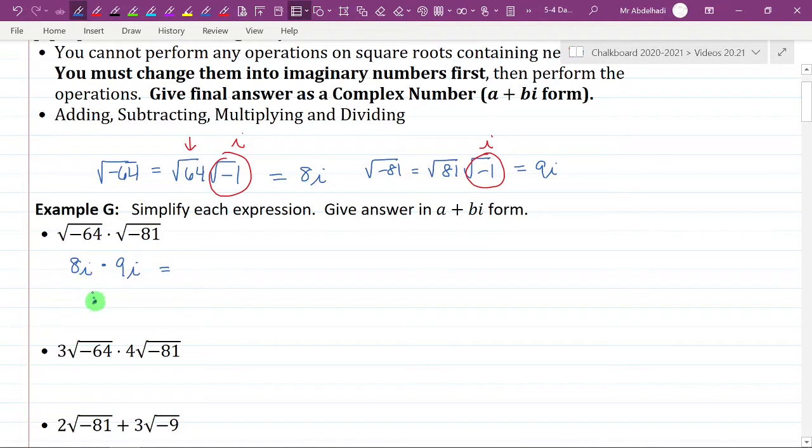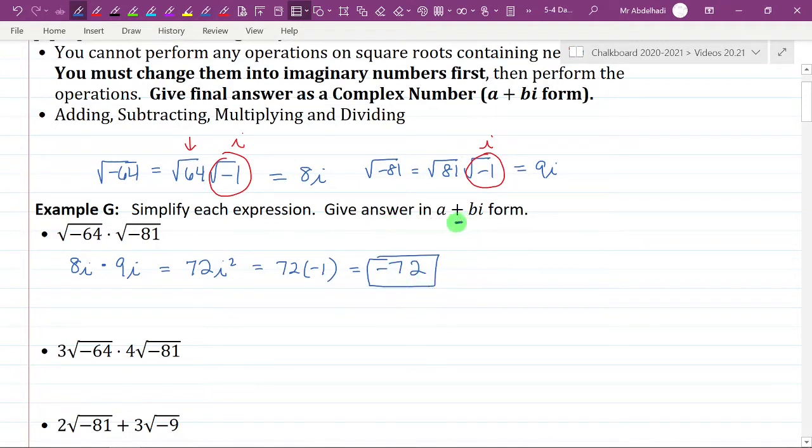So anyway, you change these two into imaginary numbers, you multiply them now, and you treat them just like you would treat x. So if this was 8x times 9x, it'd be 72x squared, right? Because there's two x's. Well, in this case, there's two i's. So 72i squared. And what we learned in yesterday's lesson is that i squared is negative 1. So this is actually 72 times negative 1, which means this is negative 72. However, this is not what we want for this problem.